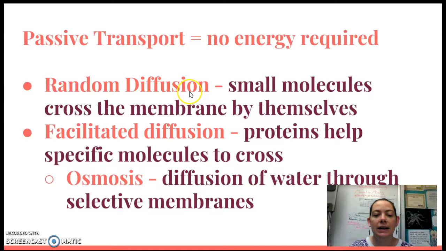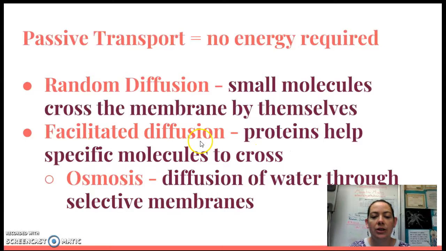This can happen in a cell with small molecules that can go across the cell membrane all by themselves. They can kind of dissolve into that lipid membrane and make their way through. And they can go in and out just randomly.